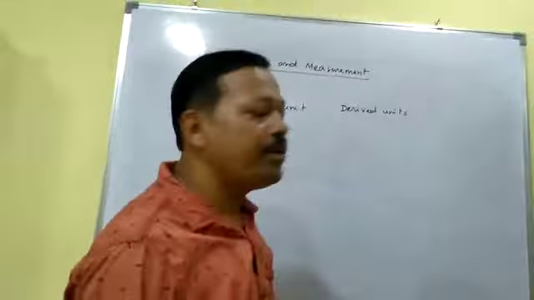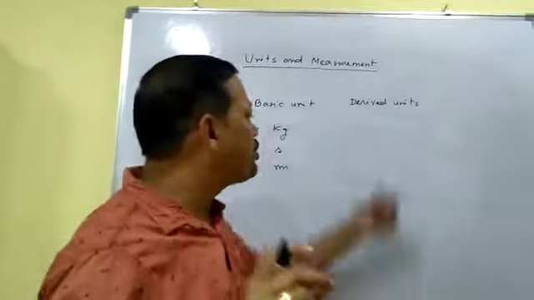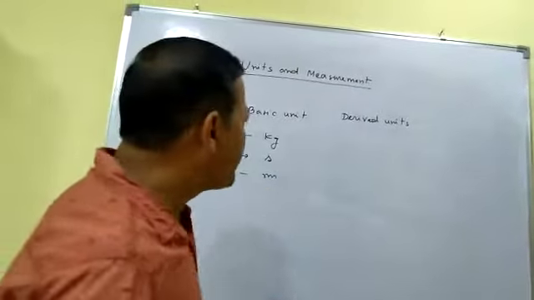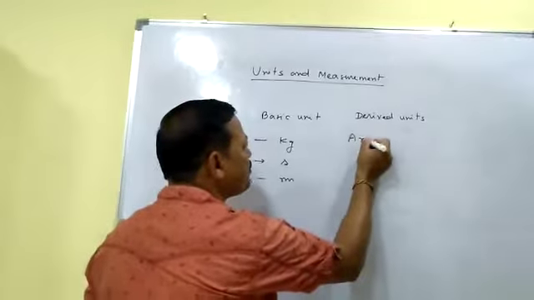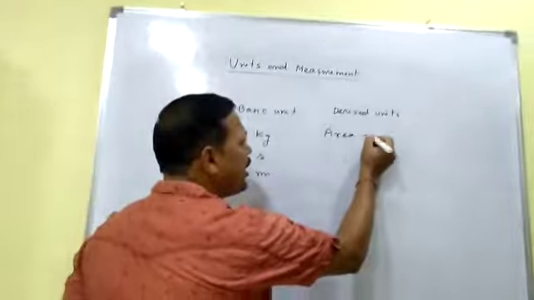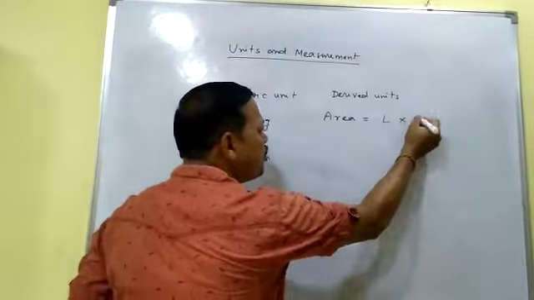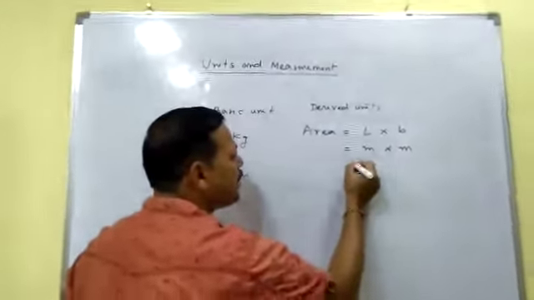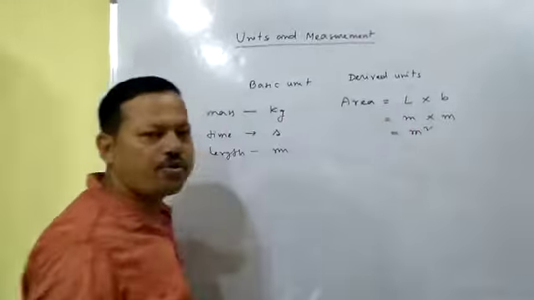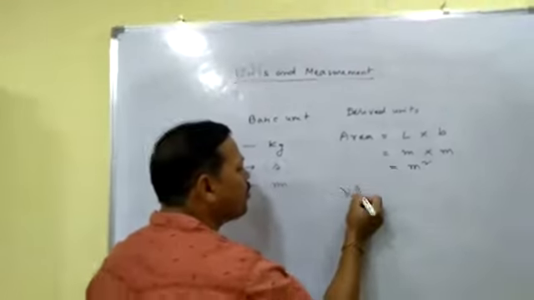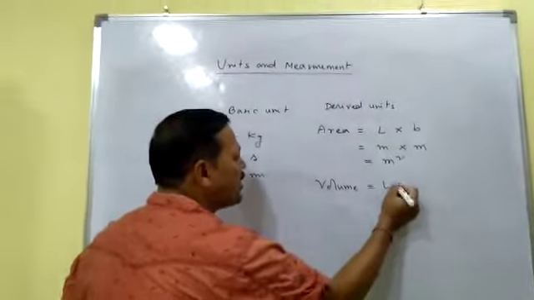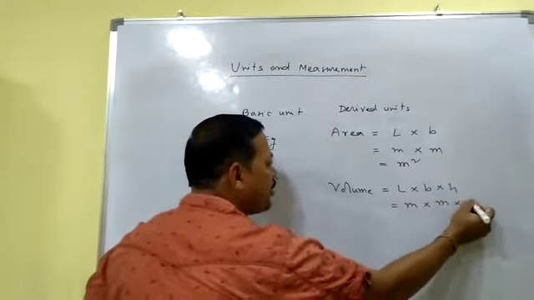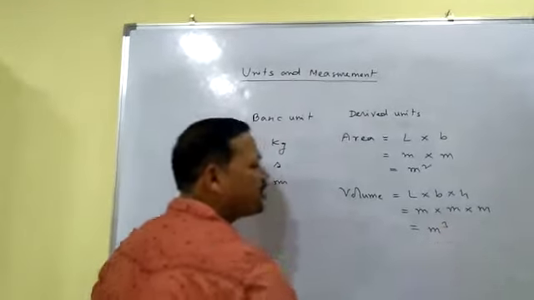But what are derived units? Derived units are those units which are obtained by multiplying or dividing the basic units. For example, suppose the unit of area. You know how to determine area: length into breadth. What is the unit of length? Meter. What is the unit of breadth? Meter. Ultimately, we will get the unit meter square. For example, volume. How to determine the volume? Length into breadth into height. So length unit meter, breadth unit meter, height unit meter. Ultimately, we will get meter cube.